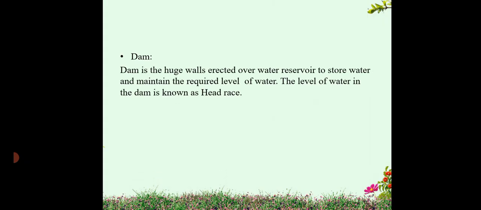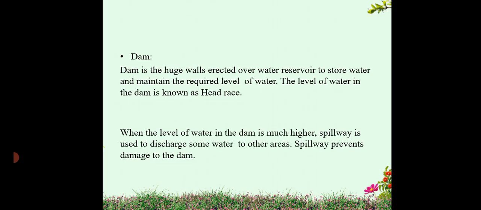Dam. The dam is a huge wall erected over the water reservoir to store water and maintain the required level of water. The level of water in the dam is known as head race. When the level of water in the dam is much higher, a spillway is used to discharge some water to other areas. The spillway prevents damage to the dam.